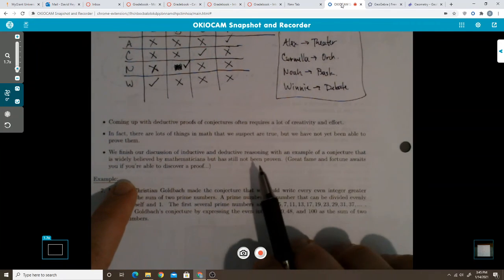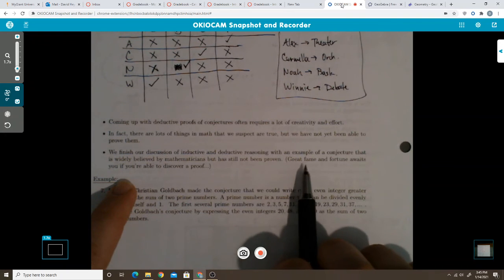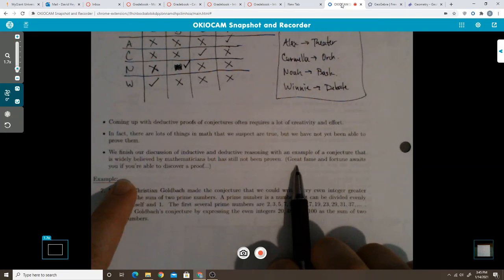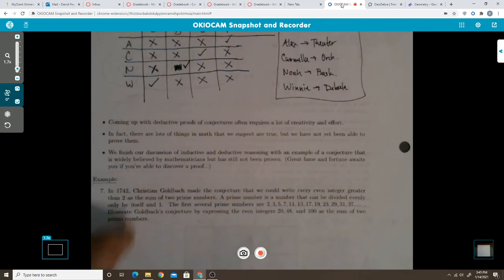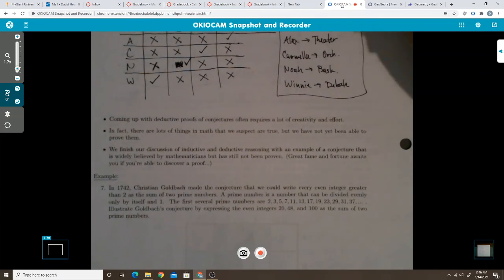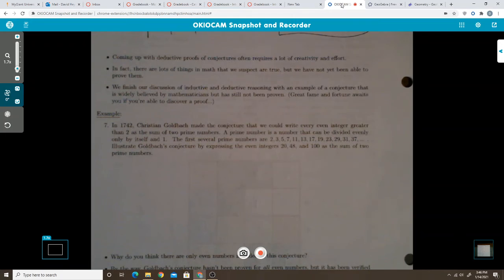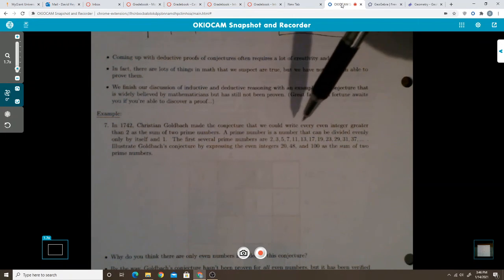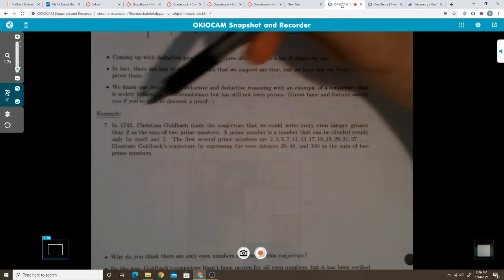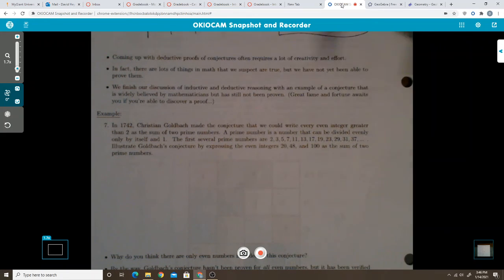So this conjecture hasn't been proven. If you're able to prove it, then great fame and fortune awaits you for sure. But anyway, here's the Goldbach Conjecture. It says, in 1742, Christian Goldbach made the conjecture that we could write every even integer greater than 2 as the sum of 2 prime numbers.